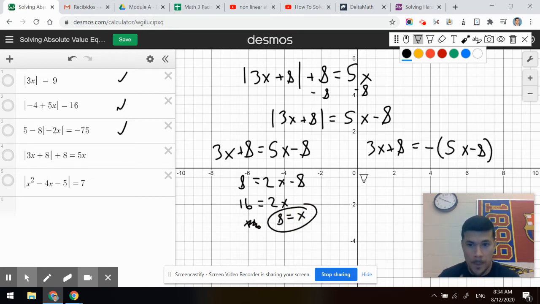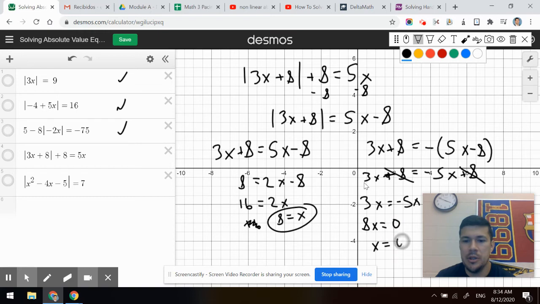All right, next one. I have 3x plus 8 equals negative 5x plus 8. So that's a little weird. Plus 8 on both sides cancels out. I could subtract it and they're going to cancel out. So I have basically 3x equals negative 5x. All right, it's a little odd. I'm going to add 5x to both sides. So I get 8x equals 0. So x must be equal to 0.